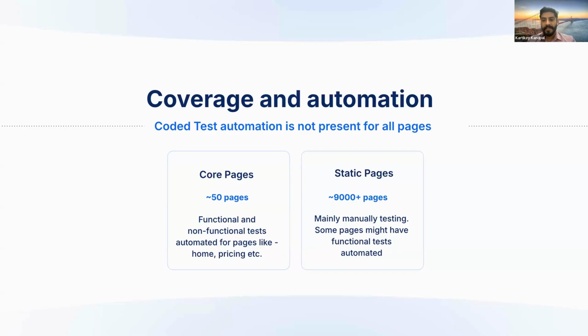Then there's another set of pages which are more static in nature and have minimal interactions with the user. These could be the blog pages and the documentation pages, which again need some form of hygiene check, but do not need full-throttle automation.